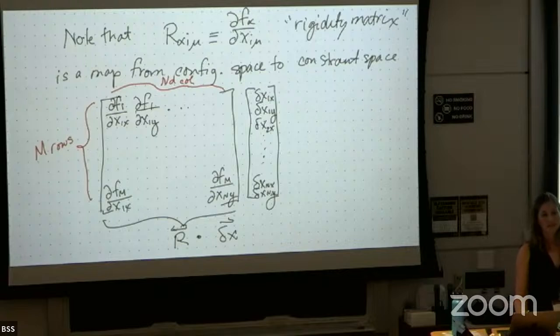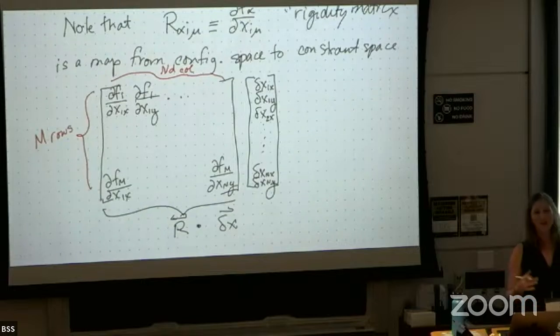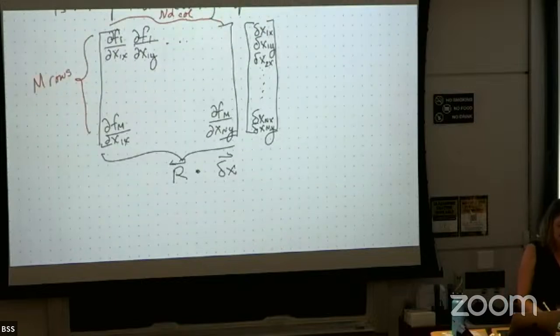Yes, you're right. It's the linear differential, you're exactly right. I'm using language a little loosely. It's precisely the linearized differential. But I'm using the word mapping just to mean it takes me from this space to that space a little more generally, but thank you. Yes. Okay, so R is rectangular.